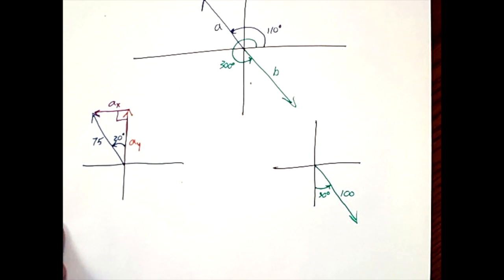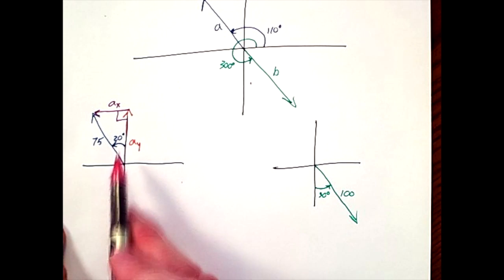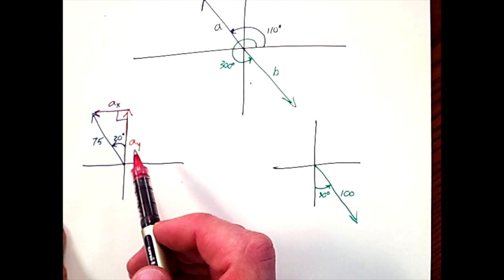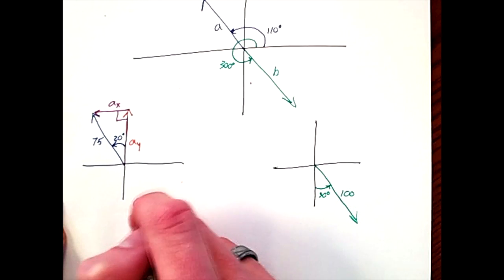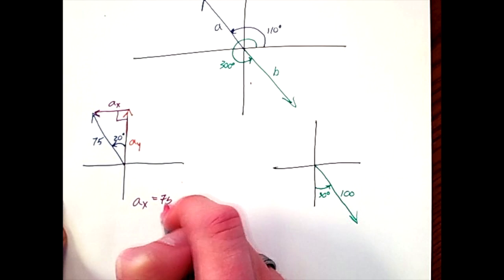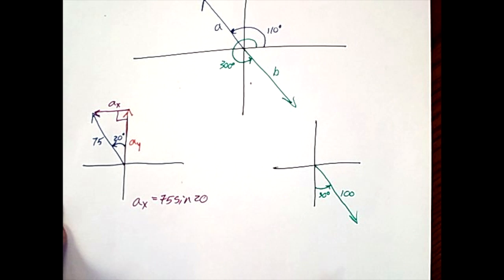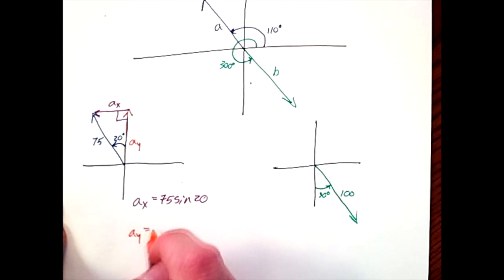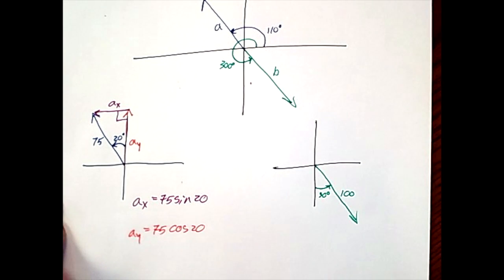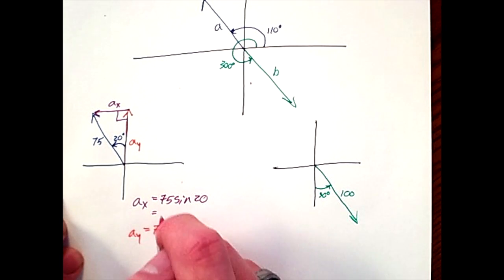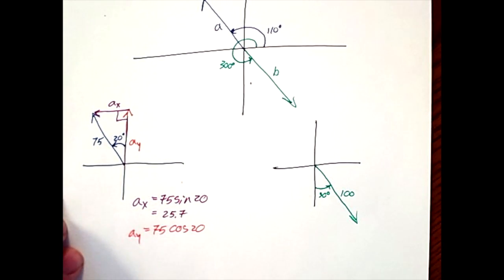All right, so, of course, then you can use your trig functions to find AX and AY based on the triangle. Right? And so in this particular case, we'd say that AX is equal to 75 times the sine of 20. And we'd say AY is 75 times the cosine of 20. I have those numbers as AX is 25.7 and AY is 70.5.